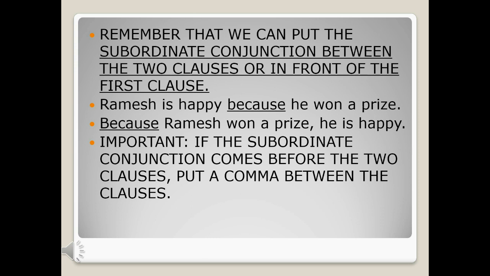Whereas in the second sentence, because Ramesh won a prize, comma, he is happy. Here, the subordinate conjunction because comes before both the subordinate clause, Ramesh won a prize, and the main clause, he is happy. Important: if the subordinate conjunction comes before the two clauses, put a comma between the clauses, as I've just told you in the second example.